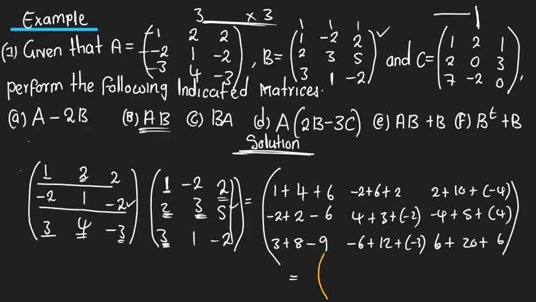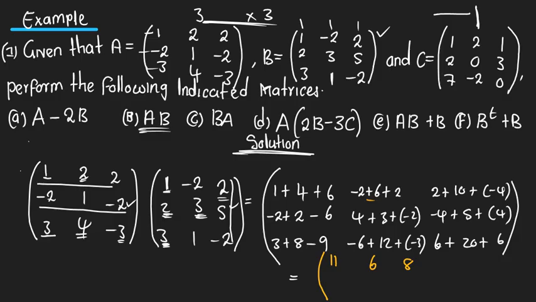What is 1 plus 4? It's 5. 5 plus 6, it's 11. We come here. Negative 2 plus 6 is, sorry, it's positive 4. Positive 4 plus 2 is positive 6. 2 plus 10, it's 12. Then 12 minus 4, it's 8.